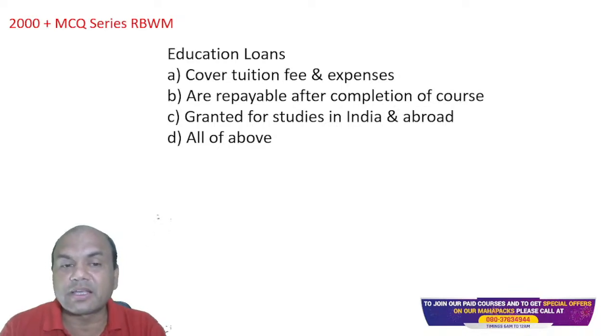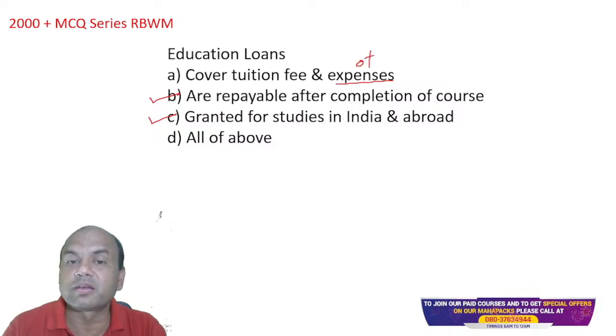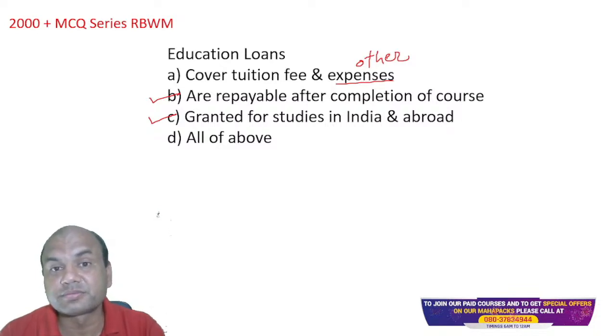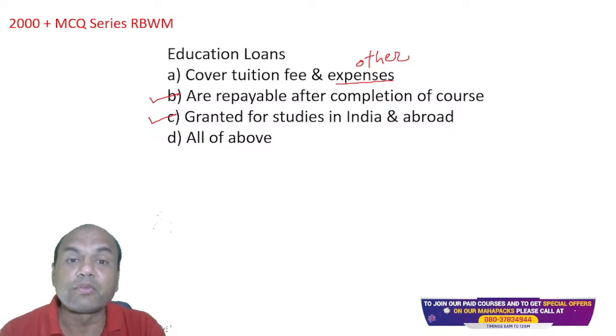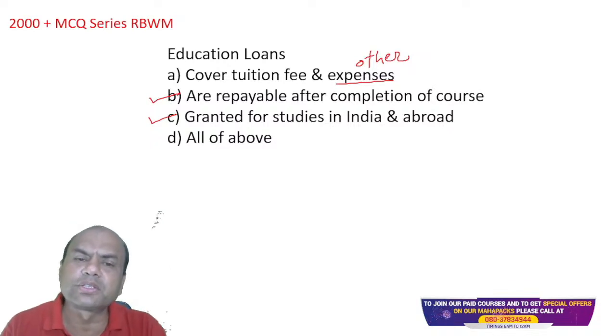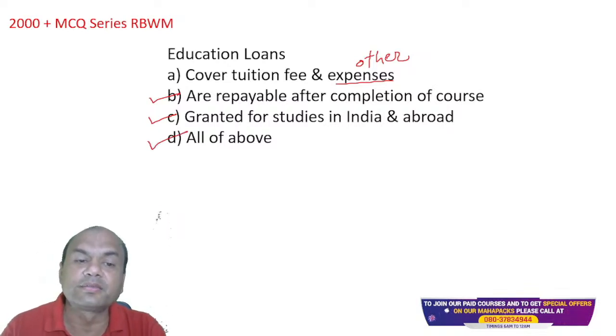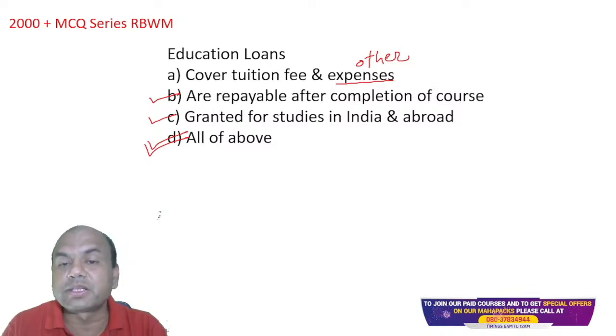Now see here, B is correct, C is correct. But what about A? Does education loan cover tuition fees and other expenses? Does it cover the hostel fees? Does the education loan cover my daily expenses for staying there, my food expenses, or does it cover only tuition fees? So the correct answer is, that's why I said, now we'll be coming to the difficult part, it is D. Repayable after completion of the course means what?